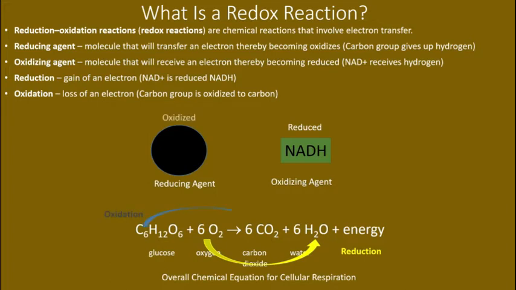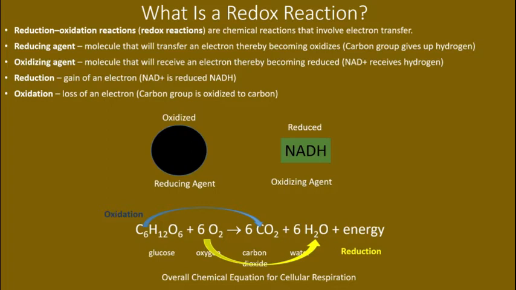Oxidation is a loss of an electron. Notice that the carbon group is oxidized to carbon. Since glucose is the reducing agent transferring electrons to oxygen, glucose becomes oxidized to carbon dioxide.